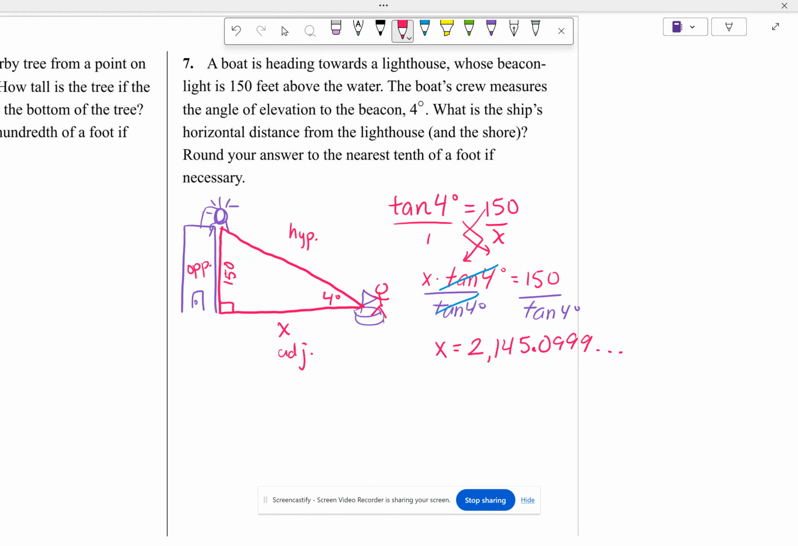All right. What was the question it asked me? What is the ship's horizontal distance from the lighthouse and the shore? Okay, so the ship is 2,145.0 feet, rounded to the nearest tenth, from the shore or lighthouse, or however you want to state it.